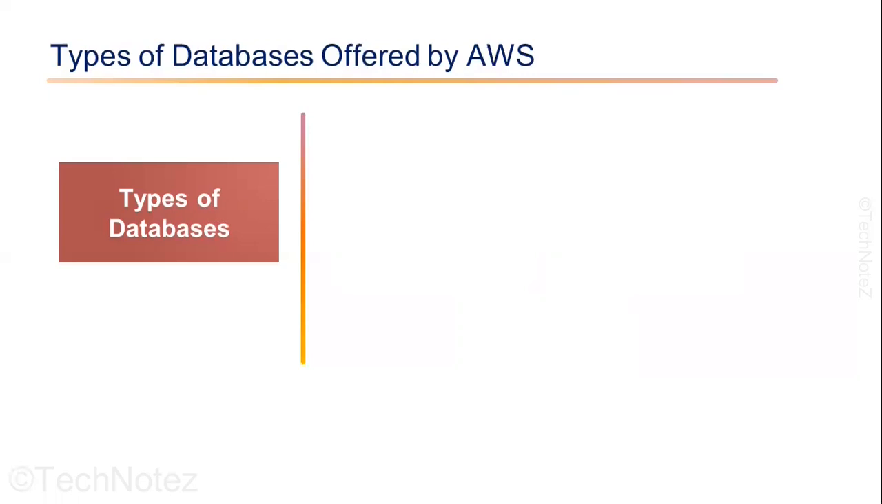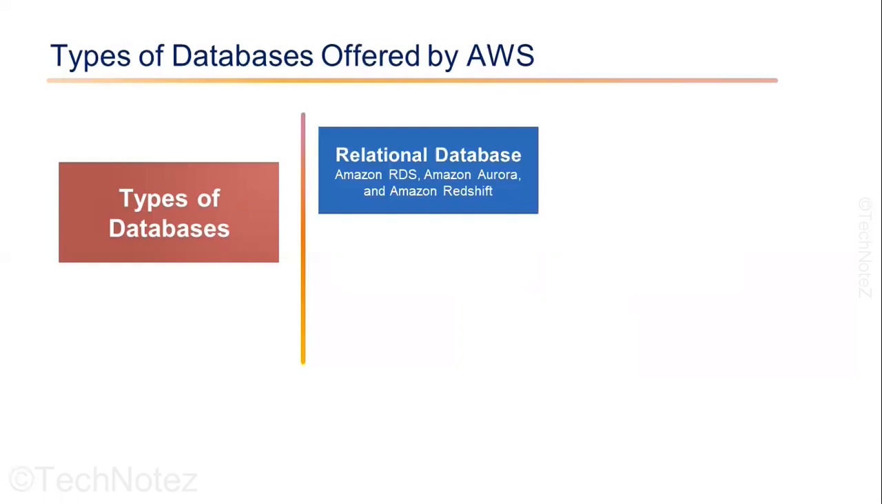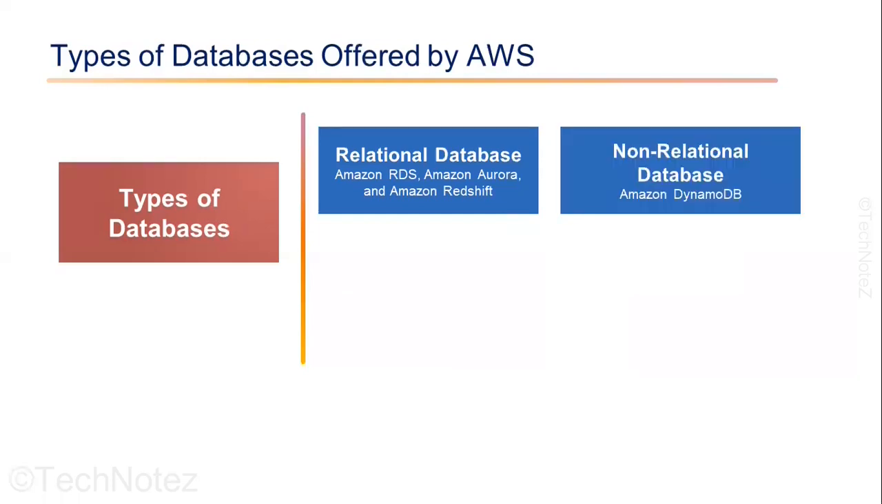Here are the primary database types available on AWS. Relational databases. Relational databases are structured databases that store data in tables with predefined relationships between them. AWS offers several relational database services, including Amazon RDS, Amazon Aurora, and Amazon Redshift. Non-relational databases. Non-relational databases, also known as NoSQL databases, are non-tabular databases that store data in a flexible format. AWS offers several non-relational database services, including Amazon DynamoDB and Amazon DocumentDB.